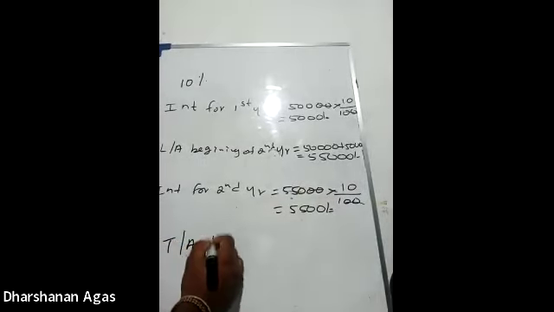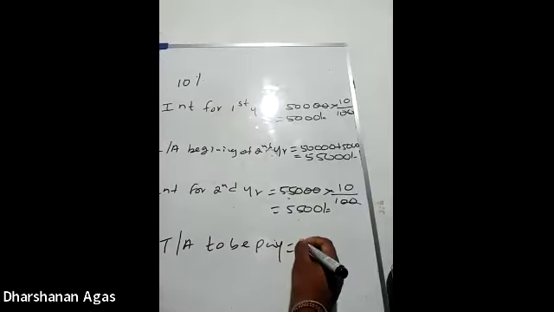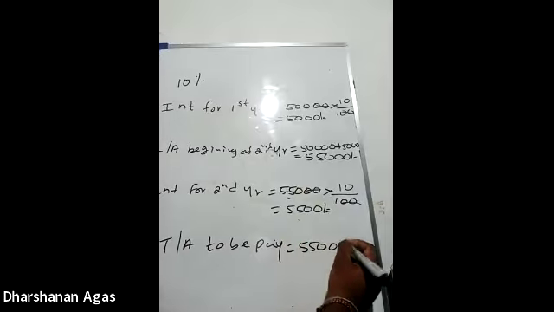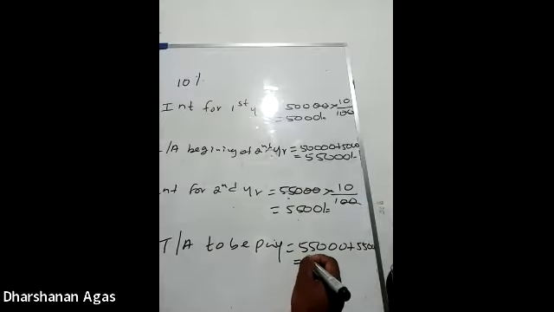Now the total amount to be paid. How much? 55,000 plus this 5,500. Altogether 60,500 you should pay. Right? So at the end of the 2 years, you have to pay 60,500. Okay, students, is this clear? This is the first method. Okay, this is method 1.